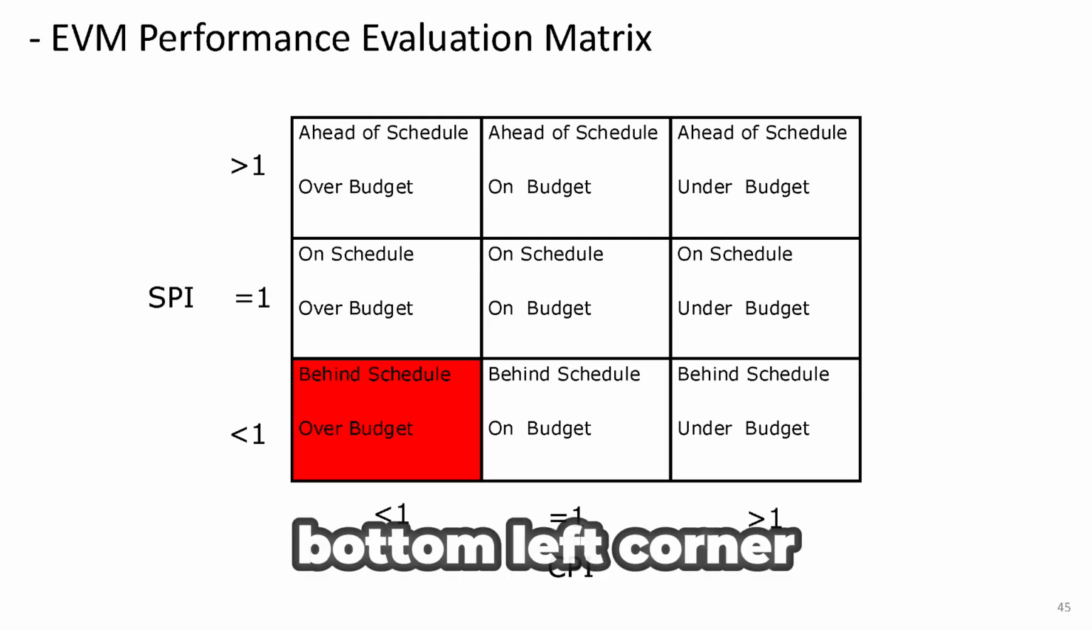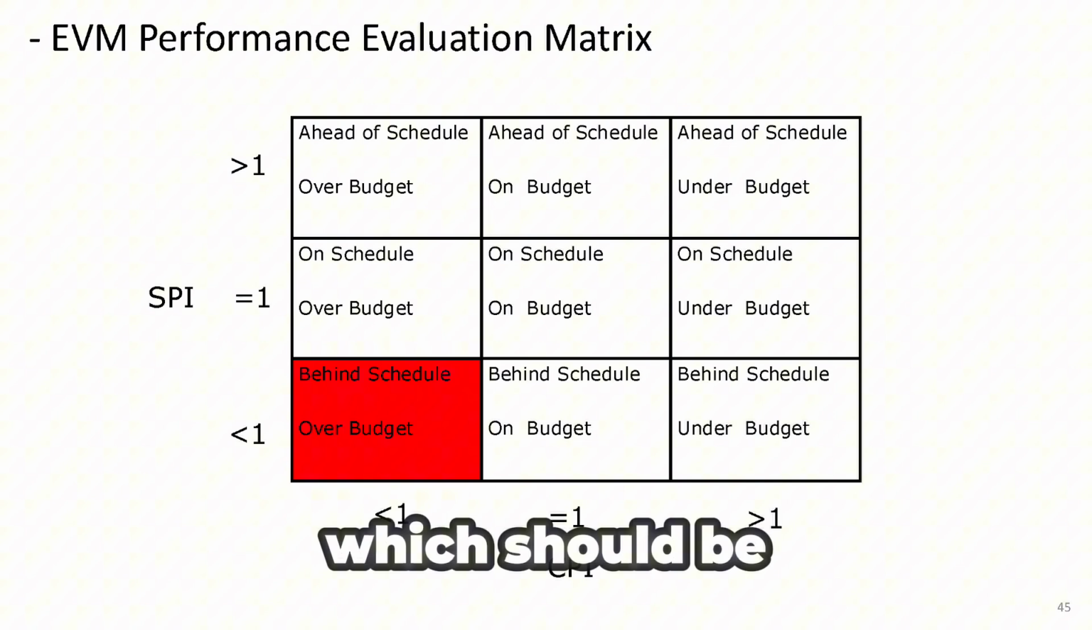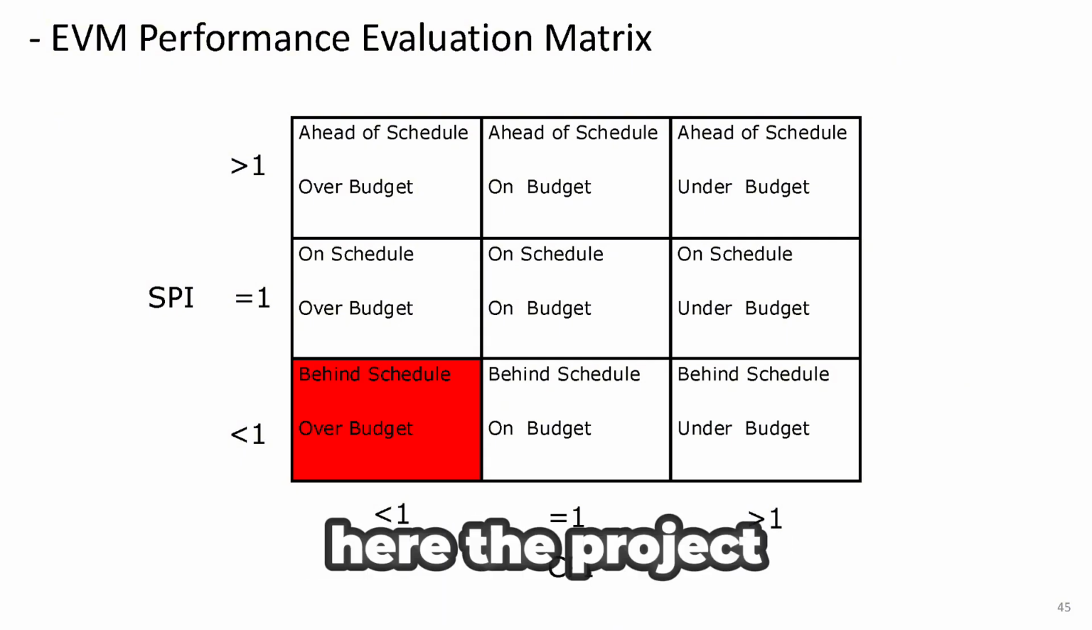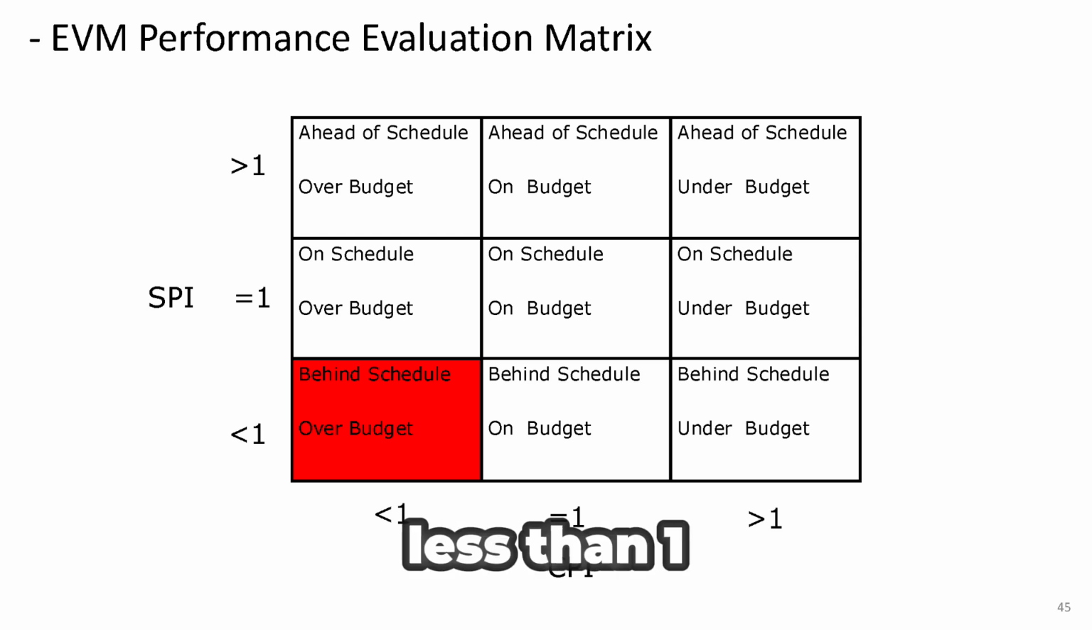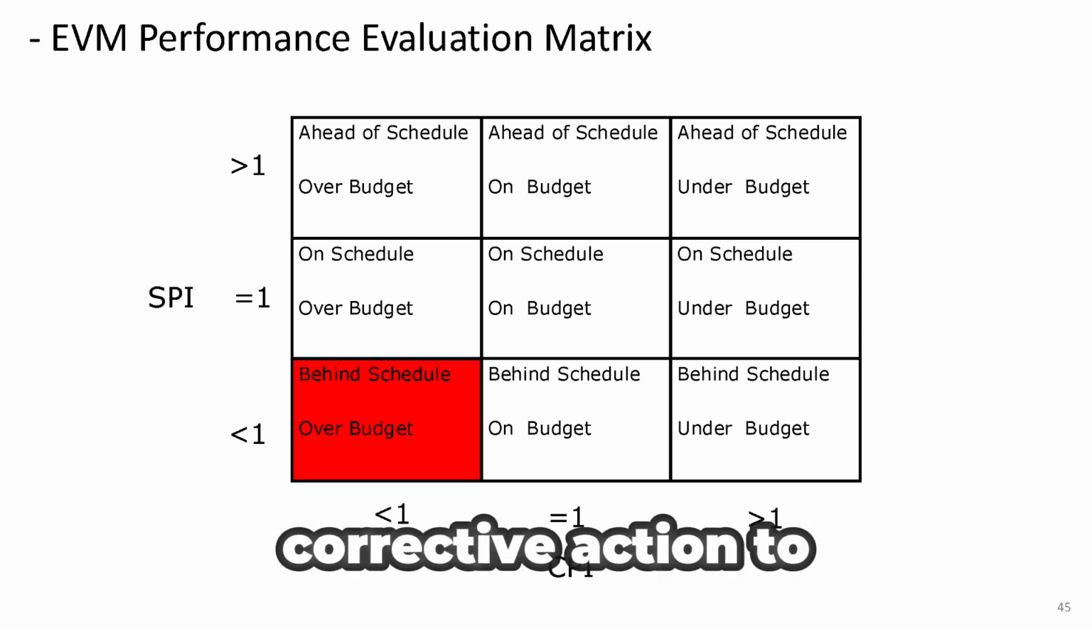On the opposite side, in the bottom left corner, we find the worst case scenario, which should be avoided at all costs. Here, the project is behind schedule and over budget. Both the CPI and SPI are less than 1, indicating the need for immediate corrective action to get the project back on track.